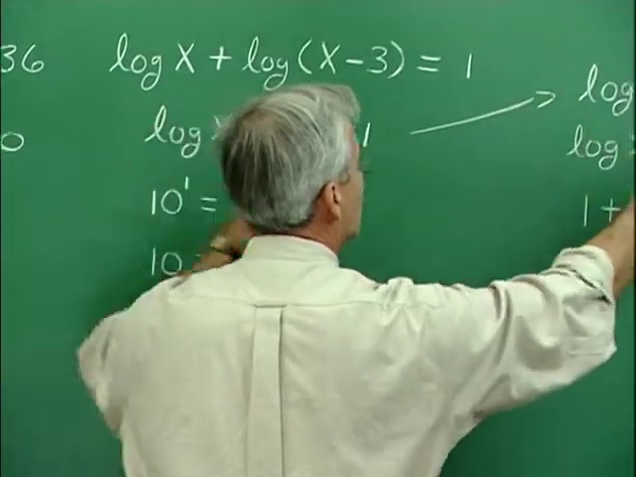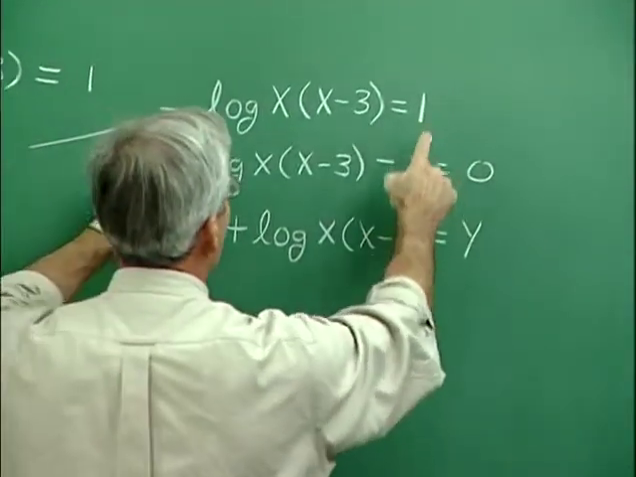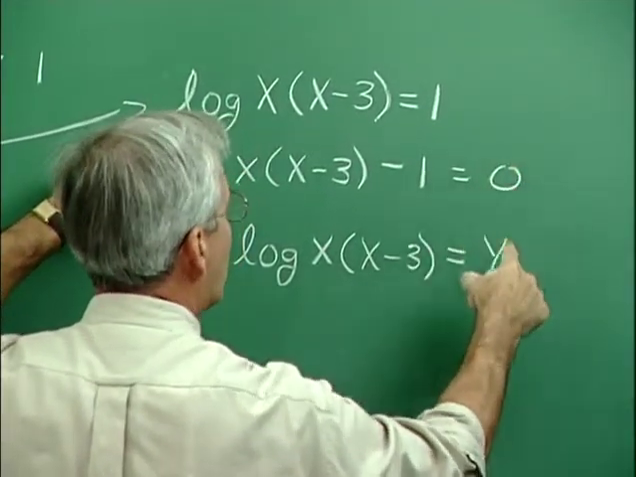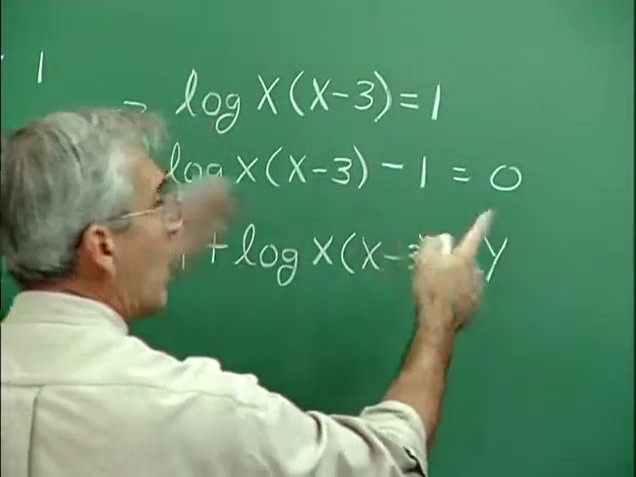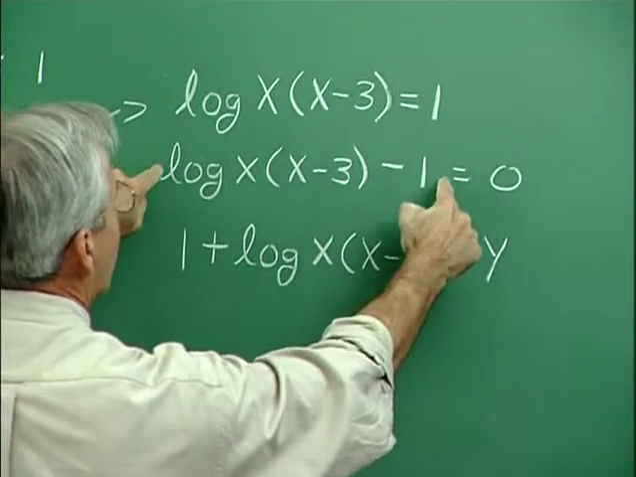I've written it over here. And now we would want to put all the terms on one side by subtracting 1 on both sides and setting it equal to 0. And then we just rewrite it with a y in place of the 0 and put it onto the calculator. Now I'm also showing another form of this expression.